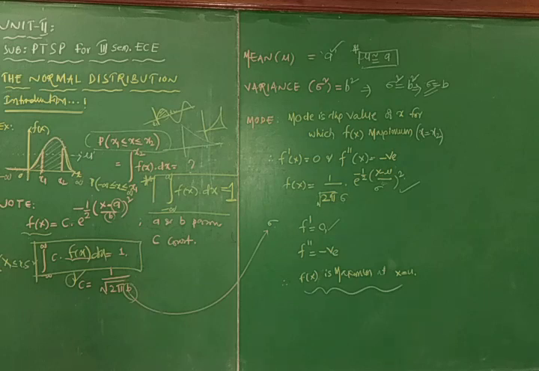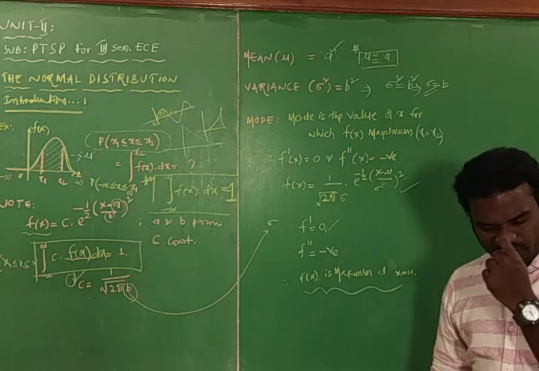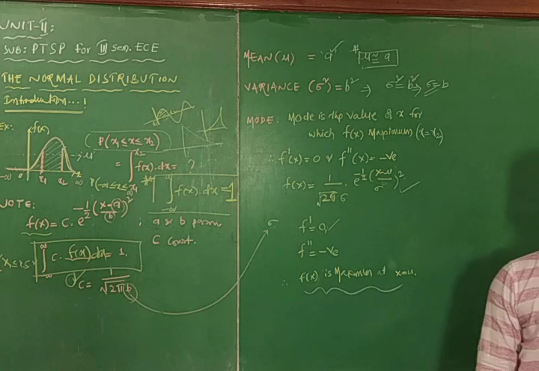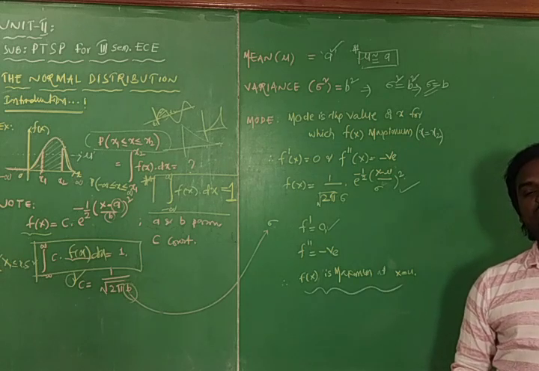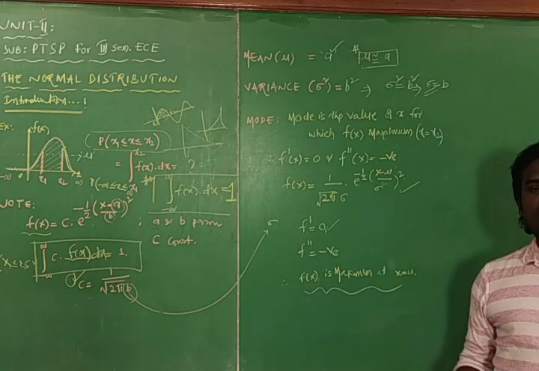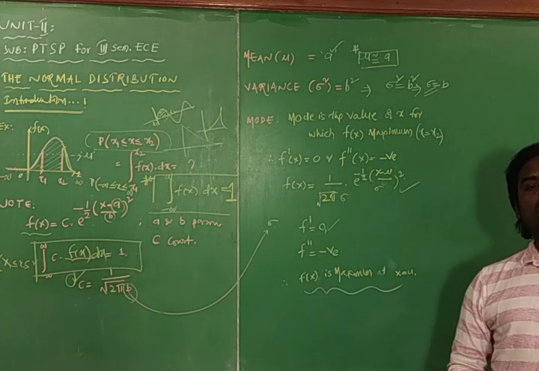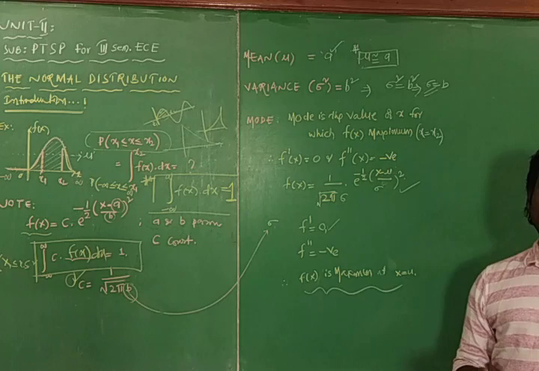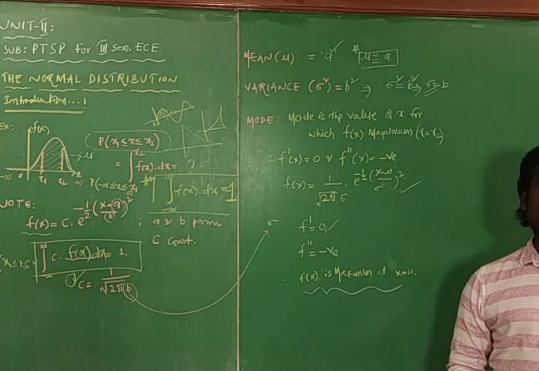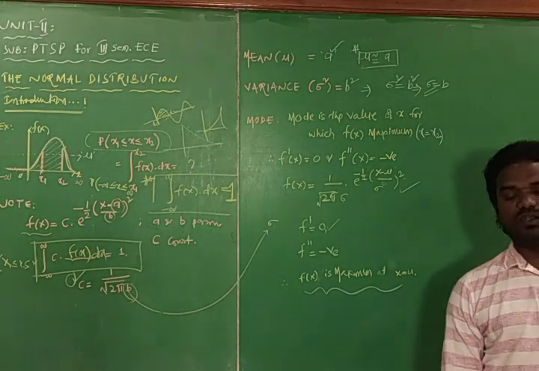In calculation of the modes of operation, we have to go with f dash, and the next one is f double dash. In case of a maximum value, you will get f double dash equal to a negative value, so that will be the maximum value of f of x at that particular value of x.